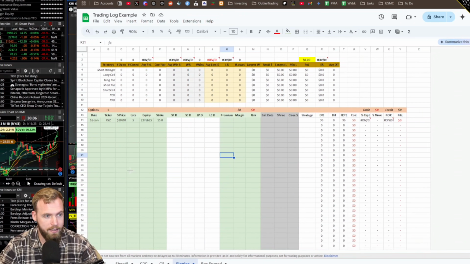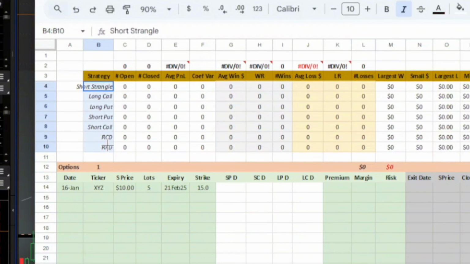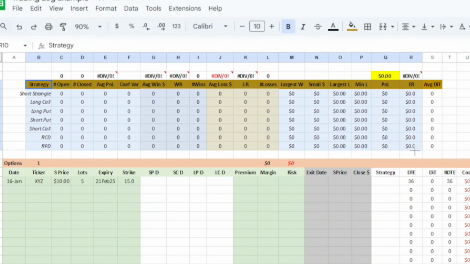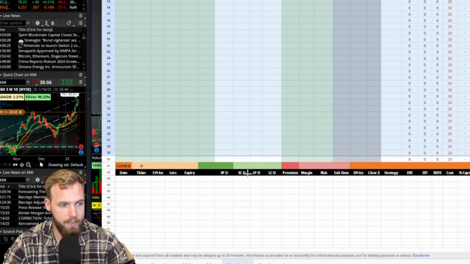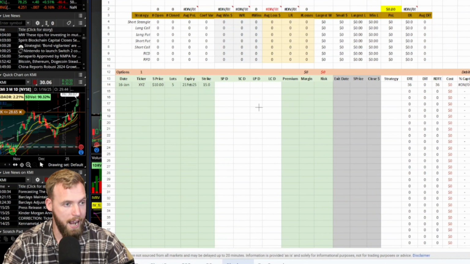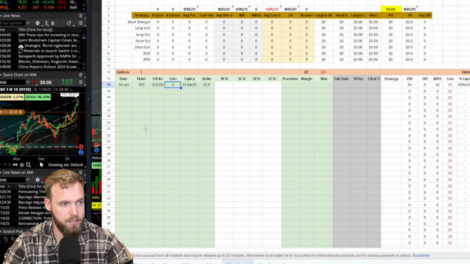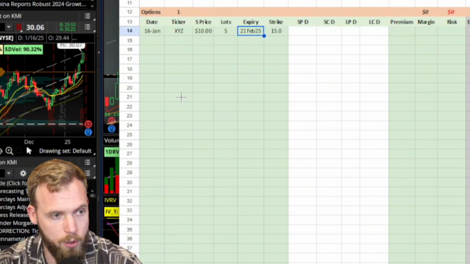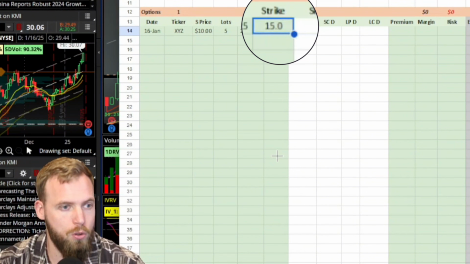Now, the way that this one's built is also very purposeful. You'll notice that I have all these different strategies up top, and then it aggregates all of the total data based on the strategies. This is the section for open trades. Then this is the section that collates all the closed trades. So now the way this works is, let's say today is 16 Jan. I have stock XYZ. It's at 10 bucks. It's a 5 lot. I'm going to look at the 21 Feb expiration. It's a 15 strike. I want to buy calls.